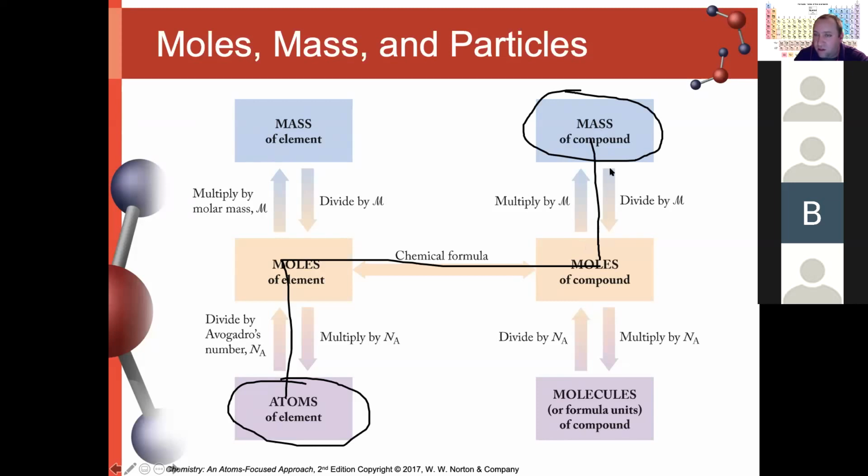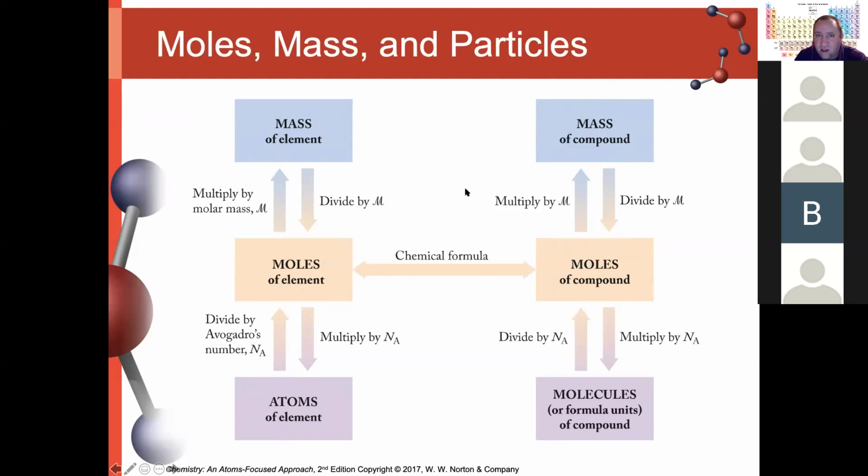So I'm going to need to do a conversion or a calculation to go from mass of compound to moles. I'm going to have to do a calculation to go from moles of compound to moles of element. And a conversion to go from moles to atoms. Now, since all of these are essentially conversions, the easiest way to go about doing this would be using dimensional analysis.